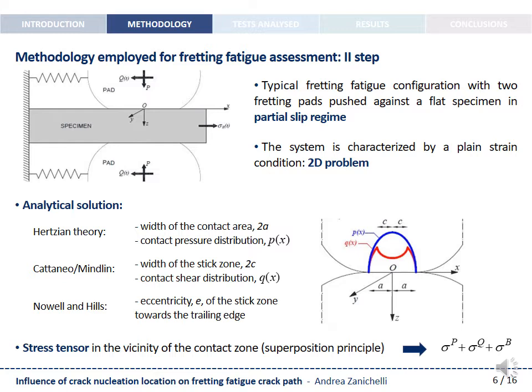Moreover, the solution proposed by Cattaneo and Mindlin, modified in the way suggested by Nowell and Hills, is employed in order to evaluate the width of the inner stick zone and the contact shear distribution that is qualitatively shown in red in the figure on the right. Then, the stress tensor in the vicinity of the contact zone can be computed by superimposing the stress contributions due to the constant normal load, the cyclic tangential load, and the bulk stress.